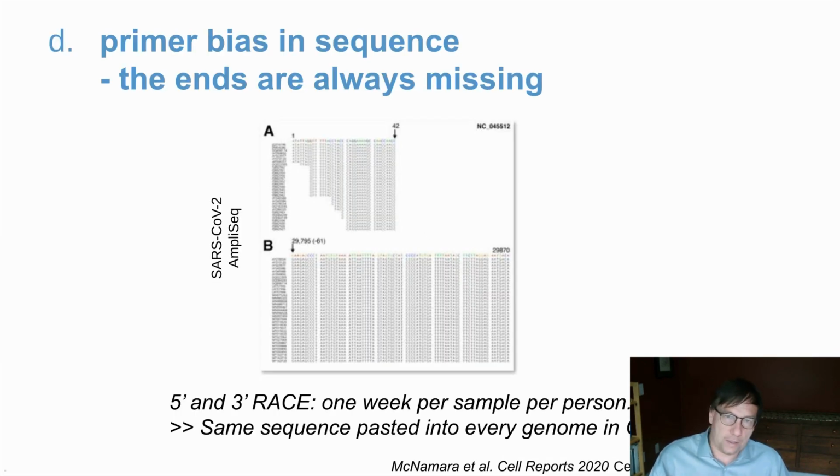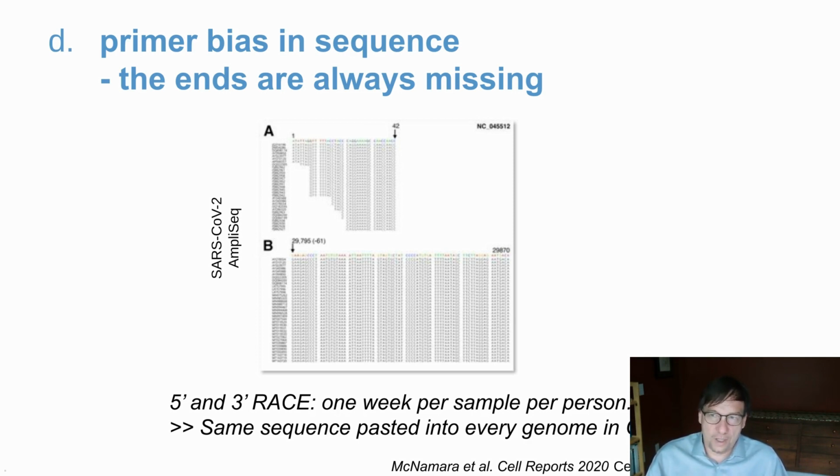This is something I talked about before, in that because ampli-seq depends on primers, the ends are always missing. The 5' end you can only get with RACE procedures. The 3' end you only get with RACE procedures because you have to anneal primers at a much lower temperature than other primers, simply because the 5' end, if it exists, has a poly A tail.